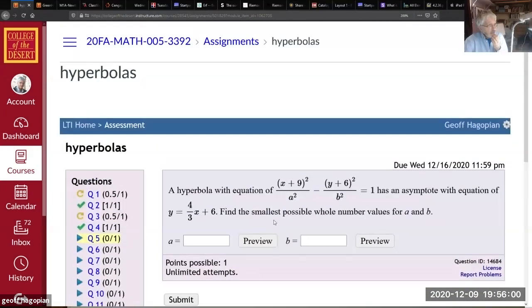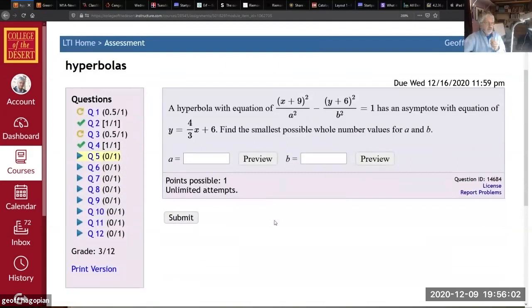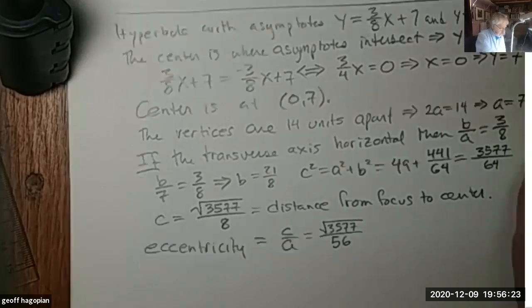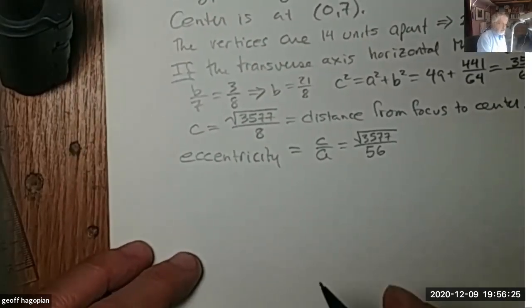5. Hyperbola with this equation has an asymptote equation. What is the smallest possible whole number values for A and B? That's a provocative question, isn't it? Let's transfer that over to our workbench here.